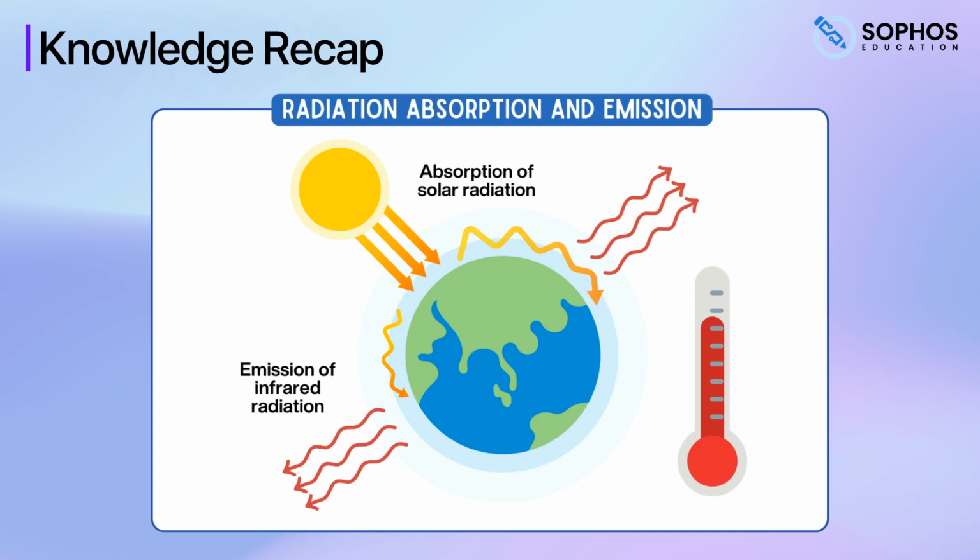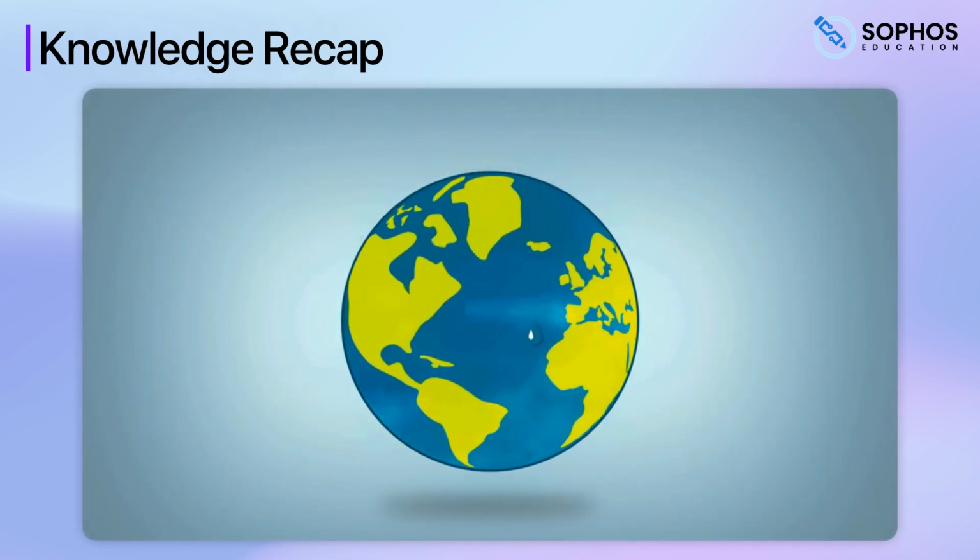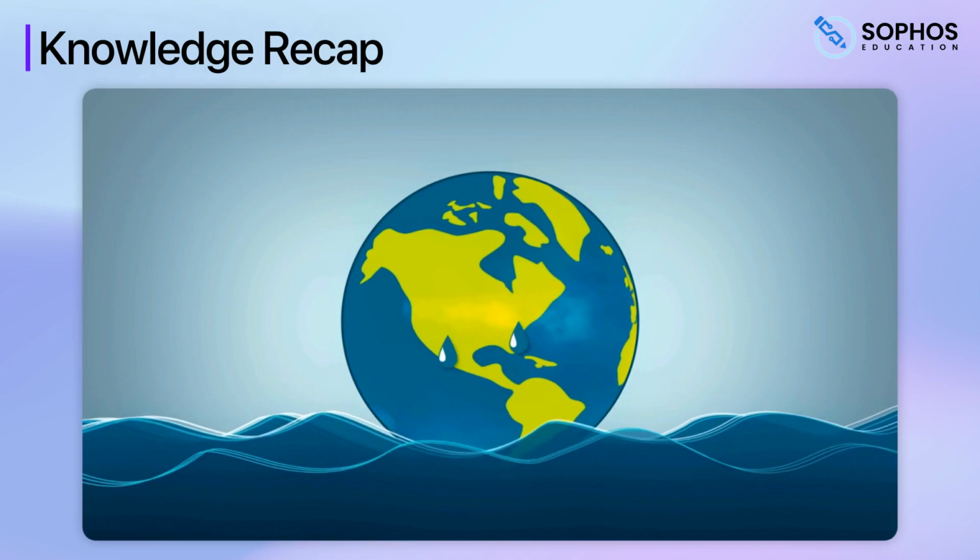So far, you have learned about how the balance between radiation absorbed from the sun and radiation emitted back into space affects temperature. Building on this foundational knowledge, we can now delve deeper into specific factors affecting the Earth's temperature. Understanding these concepts will enhance our grasp of climate patterns, weather forecasts, and the impact of human activities on global temperatures.